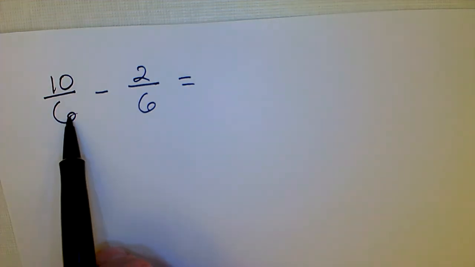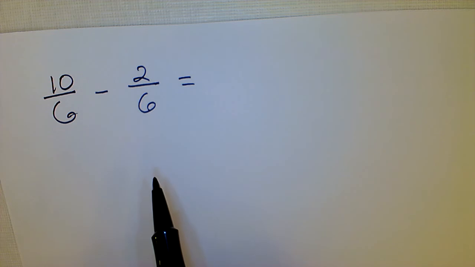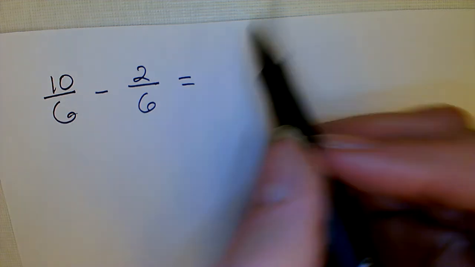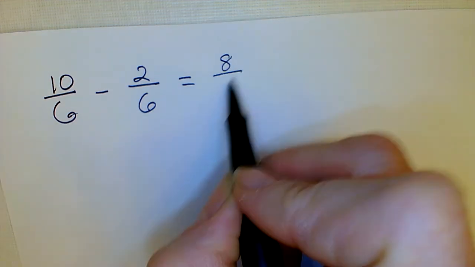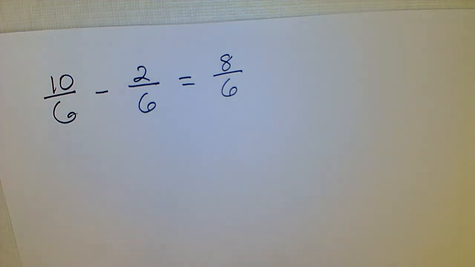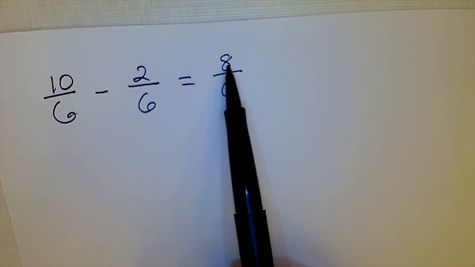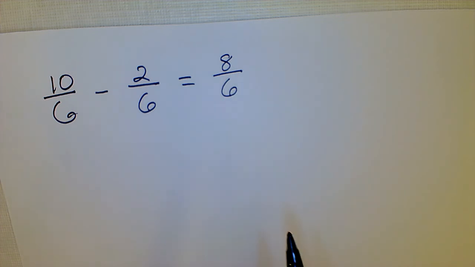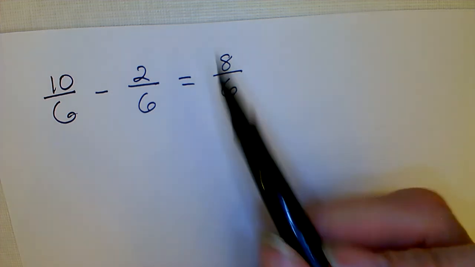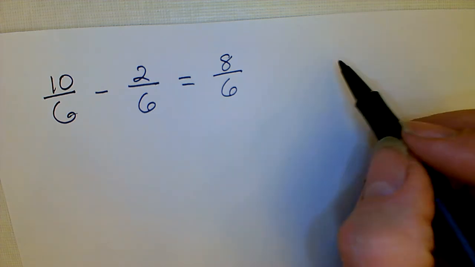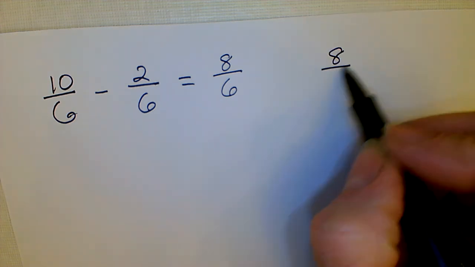If I have 10/6 minus 2/6, again, this is the size of the piece, so I'm saying 10 of these pieces minus 2 of those pieces leaves me, well, 10 minus 2 is 8. So that would leave me 8 of those sized pieces, 8/6. As you can see, my numerator is larger than my denominator, which makes this a fraction greater than 1.